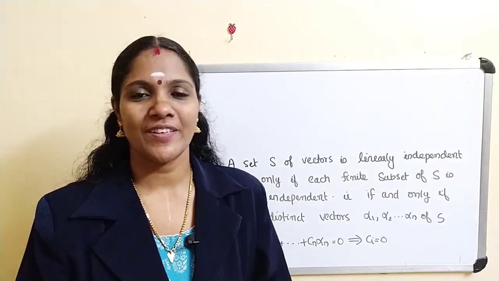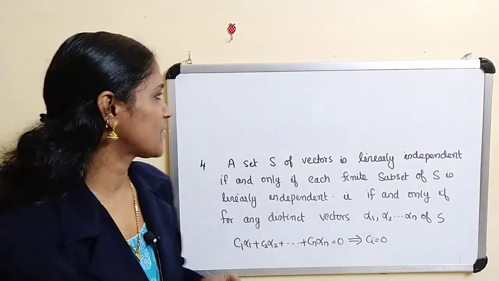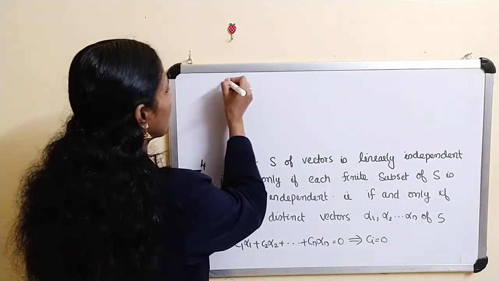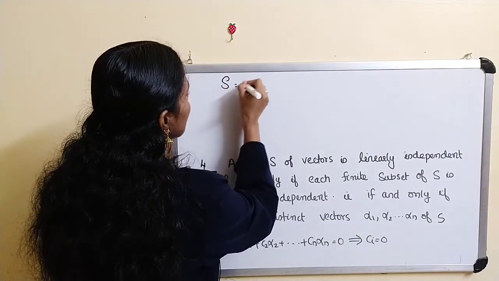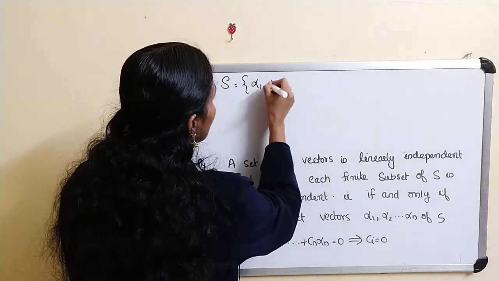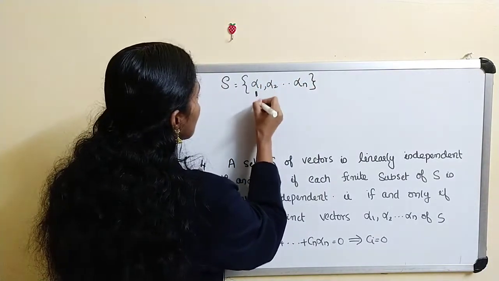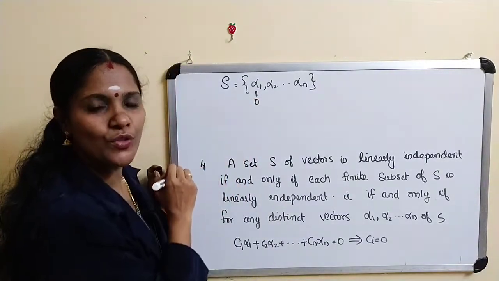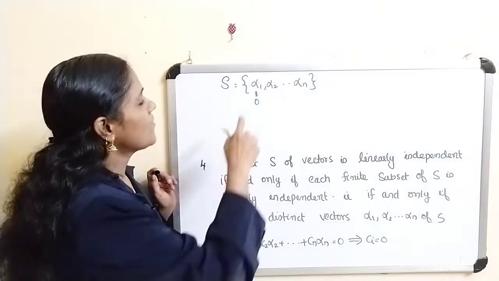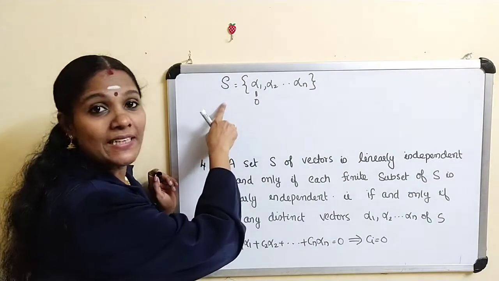Now before going to the fourth property, I will explain the third property once again. Suppose S is a set containing some vectors alpha 1, alpha 2 and so on up to alpha n. Suppose alpha 1 is equal to 0. We have to check whether this set is linearly dependent.